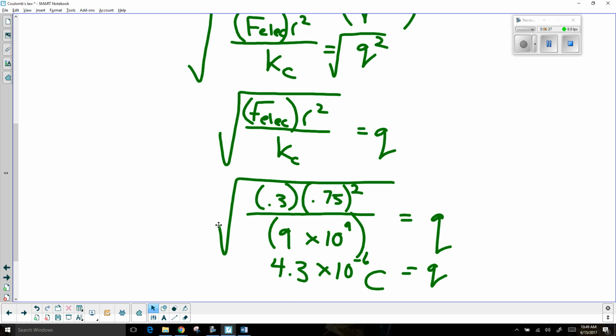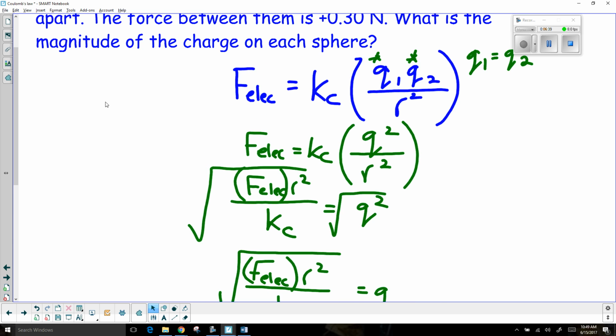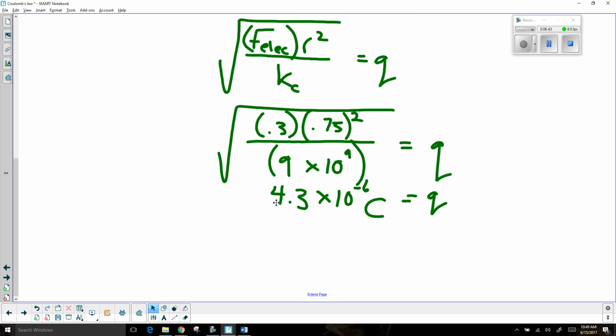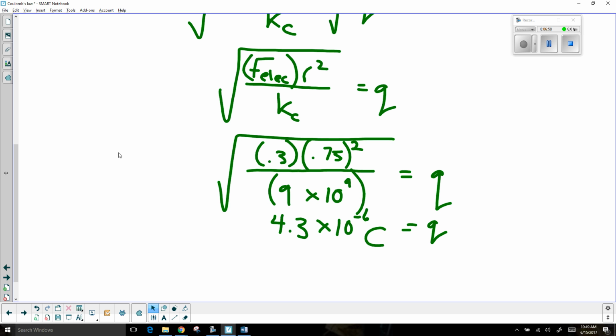And checking significant figures. Up in my original problem, I have 2, so I have 2 down in the bottom here. So 4.3 times 10 to the negative 6 coulombs per charge. And that's all there is to it for Coulomb's law.